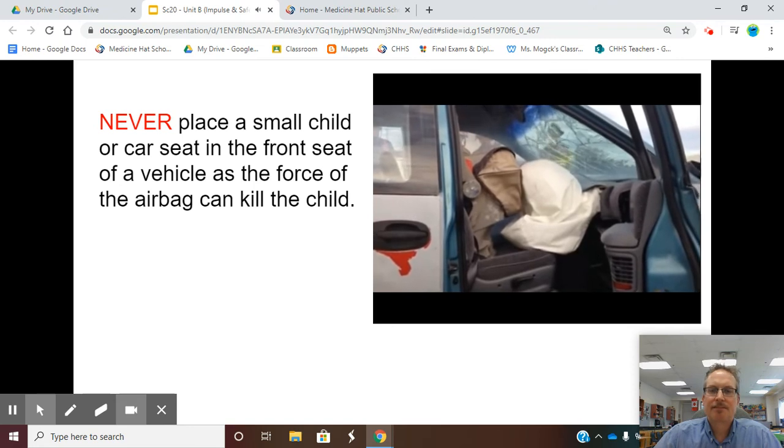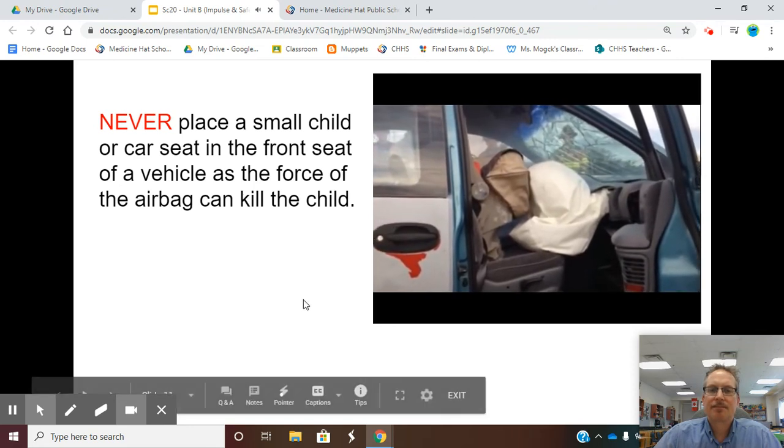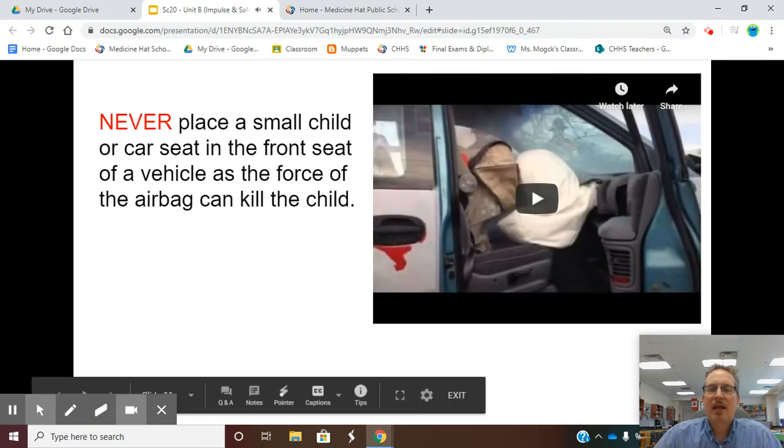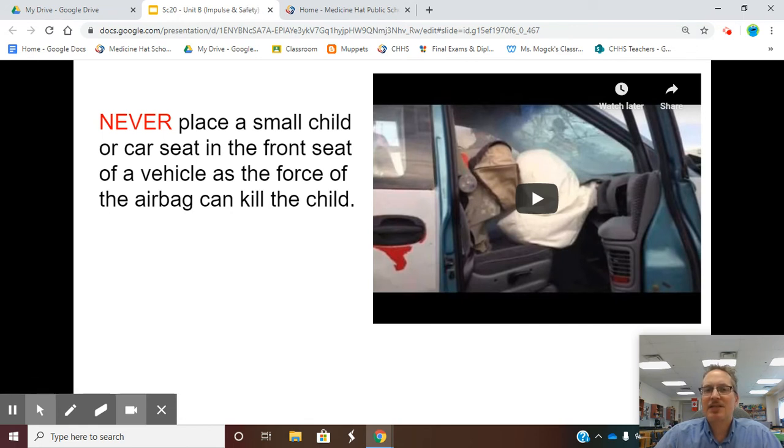I think that's pretty convincing. Yeah, I agree with that guy's last statement. If there's anything that convinces you to never put a car seat for a child in the front seat, that's got to be it. The amount of force that hits that child is unbelievable for the size of that child.